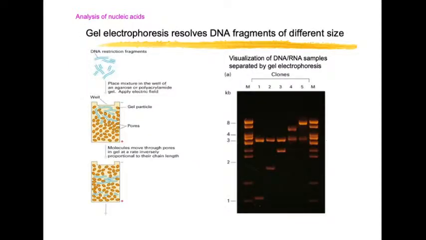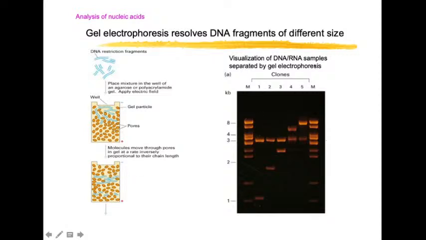Then comes gel electrophoresis, which resolves DNA fragments of different sizes. You first restrict DNA into restriction fragments, place the mixture in the well of an agarose or polyacrylamide gel, and apply an electric field. The molecules move through the pores in the gel at a rate inversely proportional to their chain length. There is a negative and positive end. Your shorter DNA will move faster, move down, and your longer DNA will remain up.